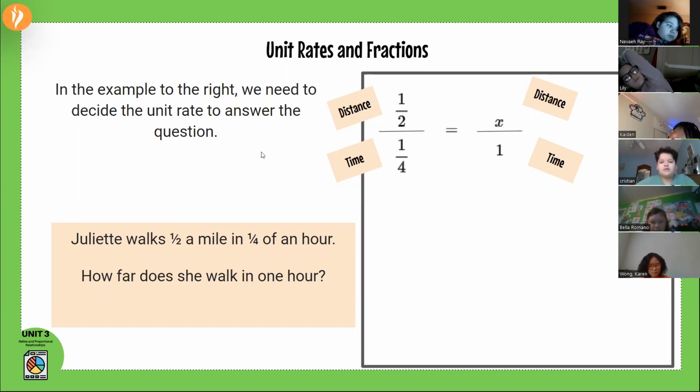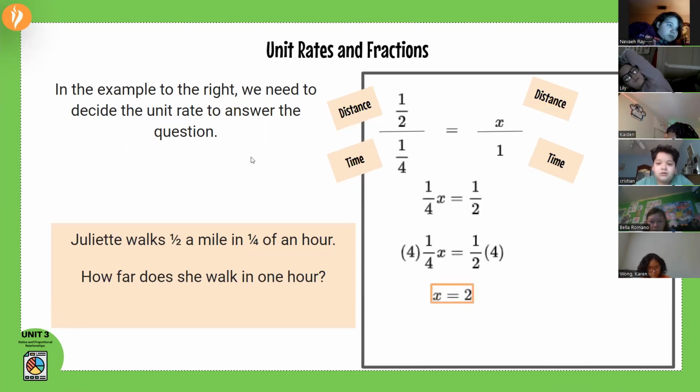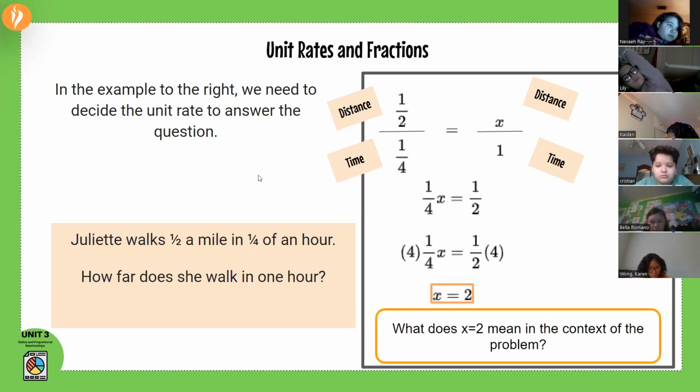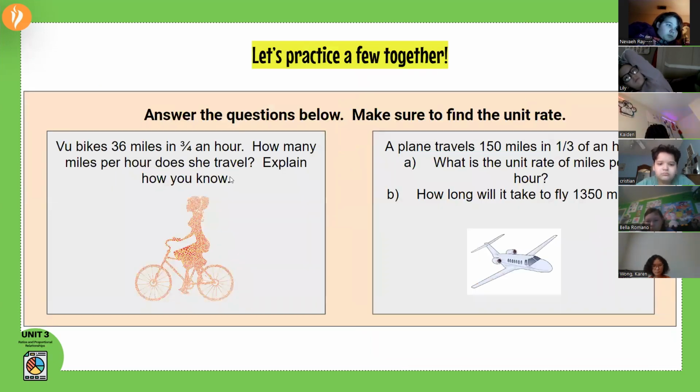All right, so we look at the slide deck. They did the same thing we did, and it says that x is equal to 2 miles an hour. All right, so let's look at these. Vu bikes 36 miles in 3/4 of an hour. How many miles per hour does she travel? And then look at letter A on the right side, it says a plane travels 150 miles in 1/3 of an hour. What is the unit rate?